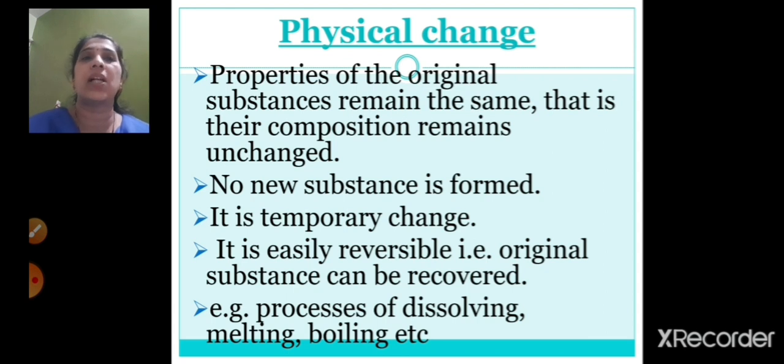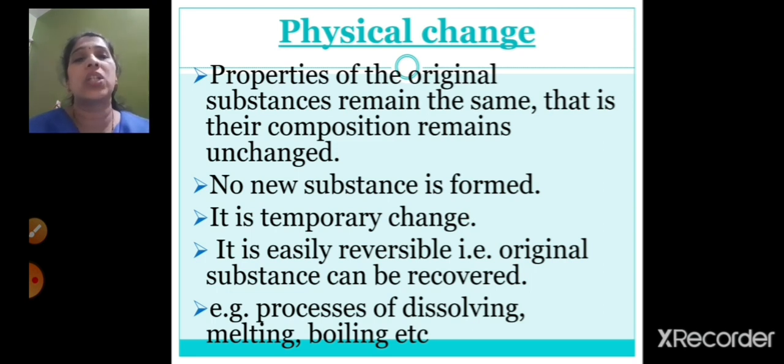So what is a physical change? Properties of the original substances remain the same, that is, their composition also remains the same. There is no change in the composition. No new substance is formed, and the change is temporary and also easily reversible.